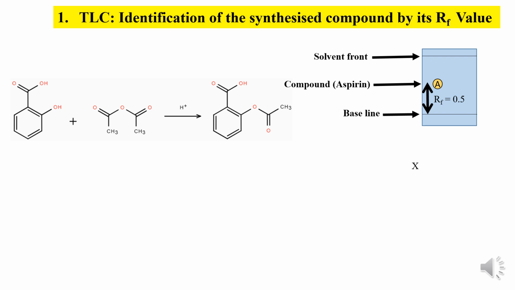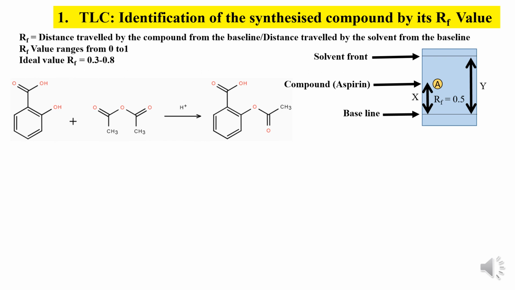Let's say X is the distance traveled by the compound aspirin from the baseline, and always consider the center of the spot when you are trying to measure the distance traveled by the molecule from the baseline. And Y is the distance traveled by the mobile phase, that is the solvent front, from the baseline. So you can calculate the RF value by dividing the distance traveled by the compound from the baseline by the distance traveled by the solvent from the baseline.